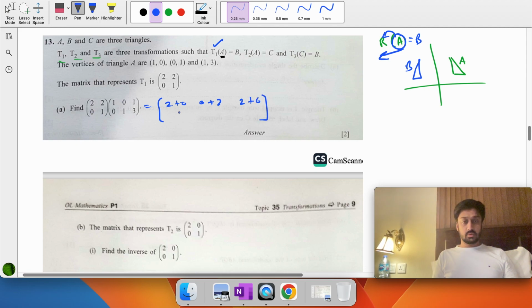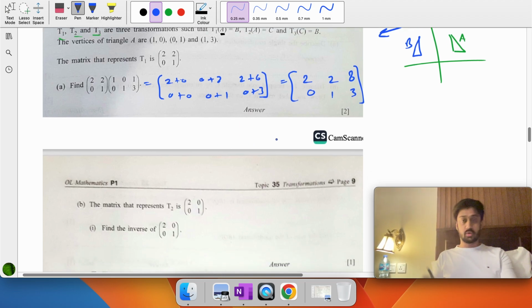First part is 0, 0 plus 0, 0 plus 1, 0 plus 3. So the final answer of this matrix multiplication is 2, 2, 8, 3, 1, 0. Examiner is not demanding what this actually is, and not demanding the drawing of the image.